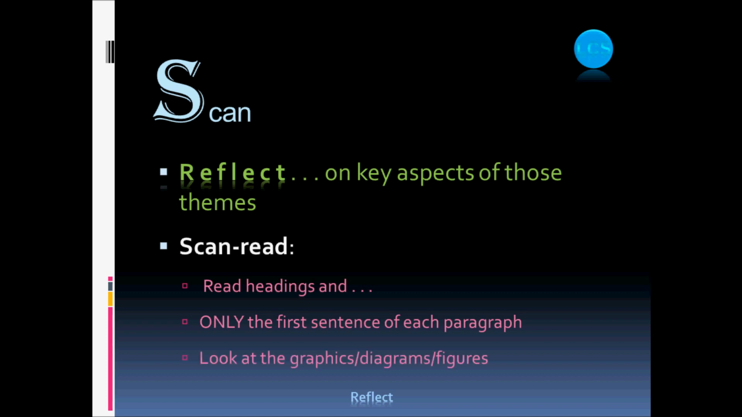Next, we look at graphics or diagrams or figures, simply because we know that a picture paints 1,000 words. And so these graphics or diagrams or figures give us a very quick and quite detailed understanding of the general essence of the article.